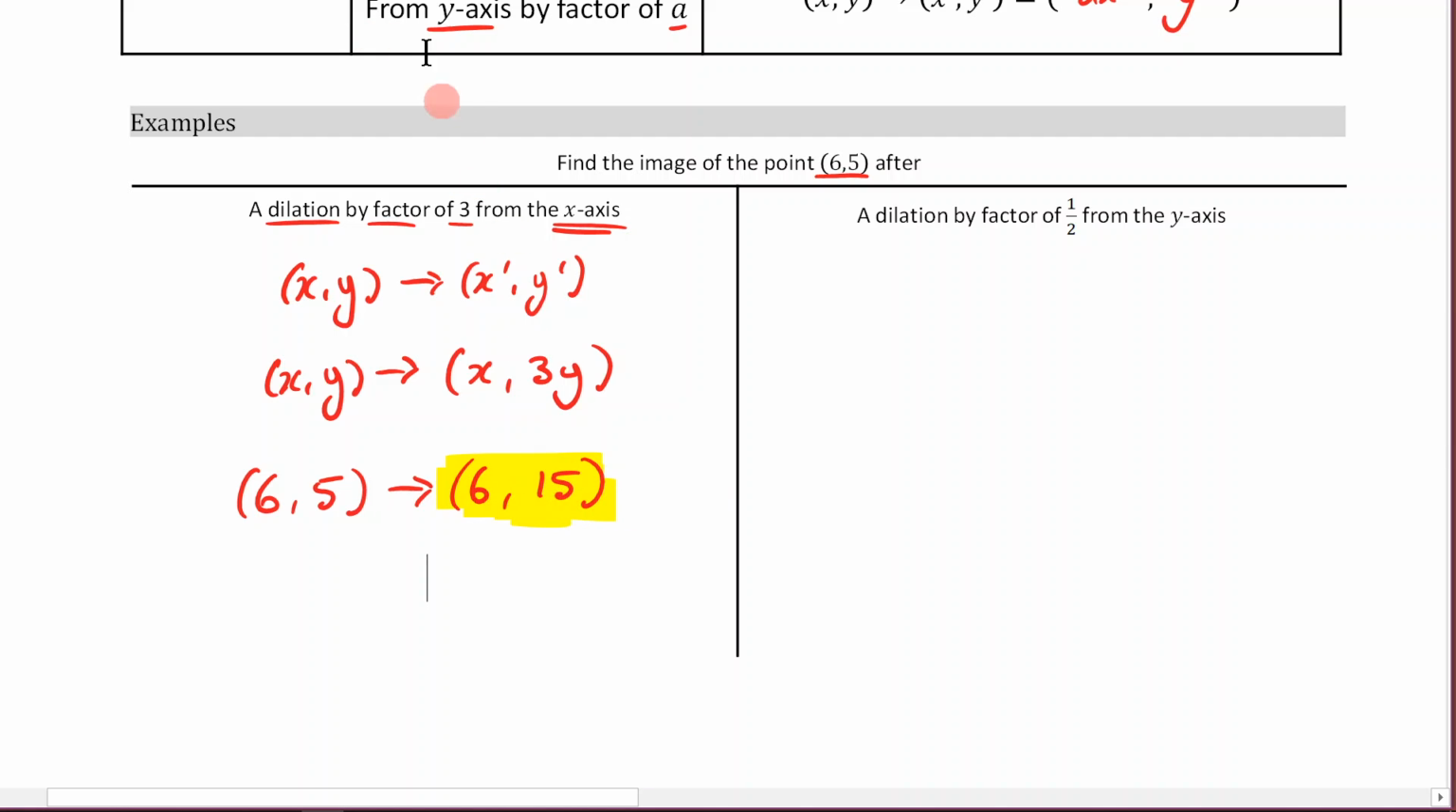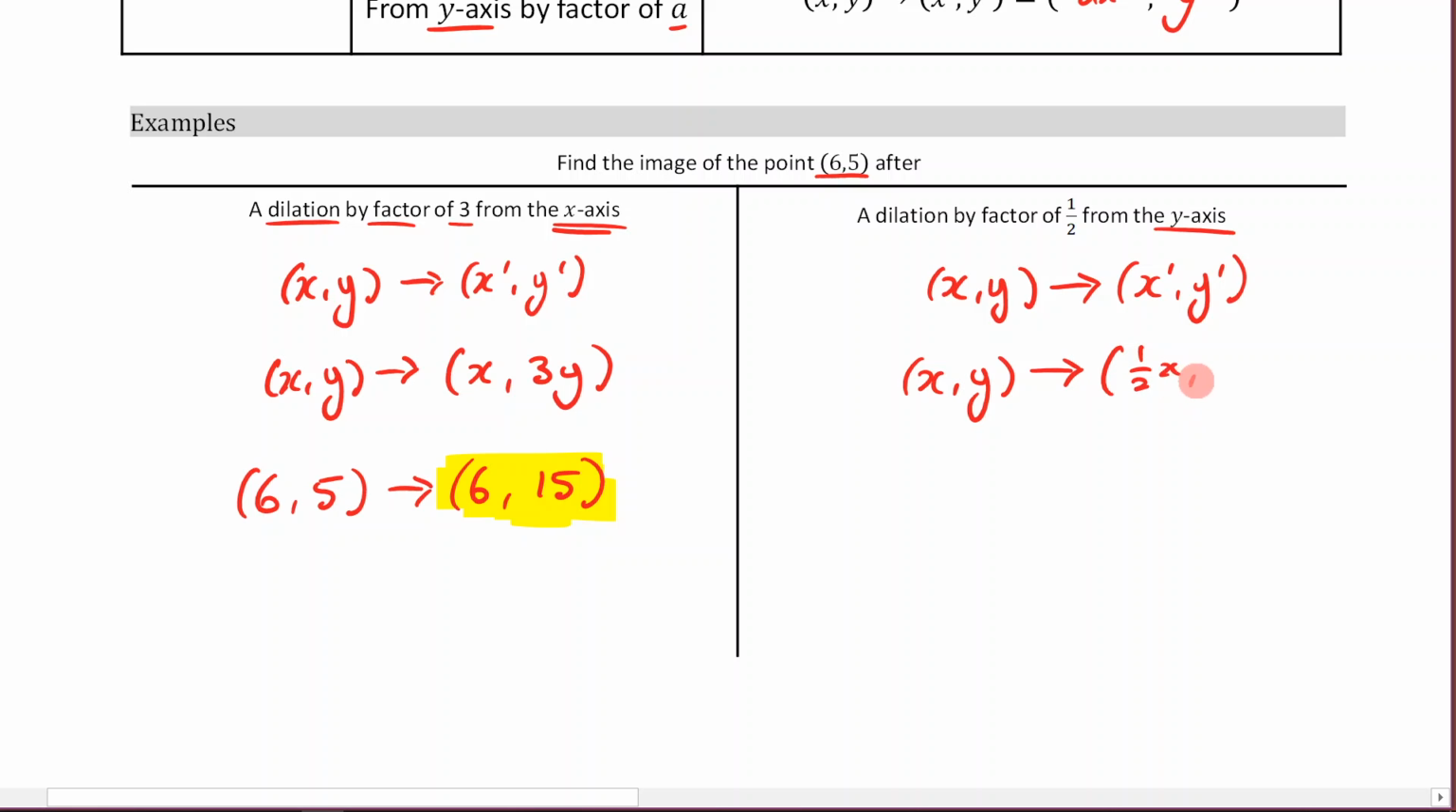We then go to our second example here. A dilation by a factor of a half from the y-axis. So again, I'm going to say I'm starting here. I'm applying my transformation. I'm getting x dash, y dash. I'm rewriting it. Now, if I'm dilating by a factor of a half from the y-axis, it means my x value is going to change. So that means x dash is going to be a half x, and y dash is just going to be y. I now sub in my point, which is 6, 5.